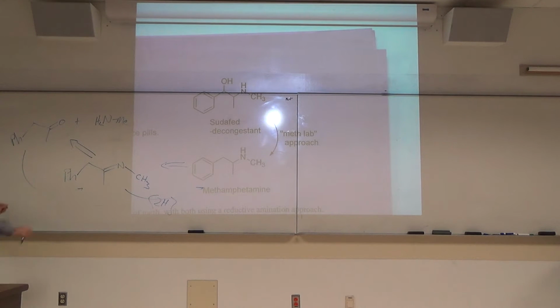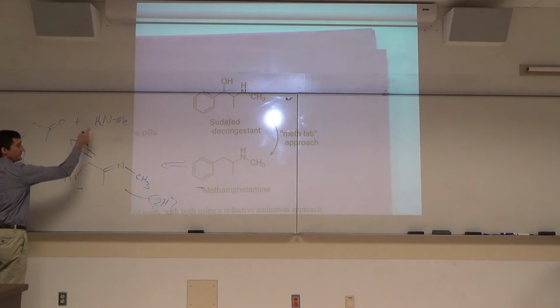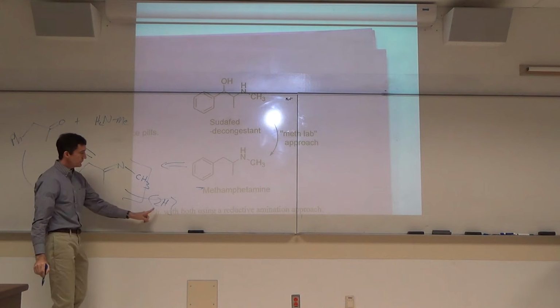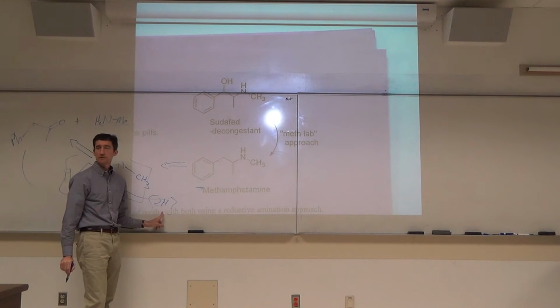So there's your approach. You take this ketone, the methylamine, you make the imine, you may not even want to isolate it, then how do you want to reduce it? Give me a reagent. Hydrogen gas. Hydrogen gas will work with like nickel or palladium. What else? NaBH4.